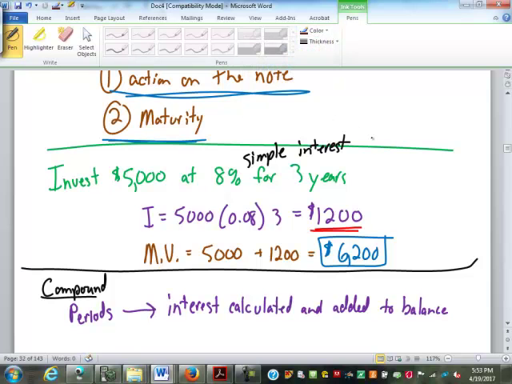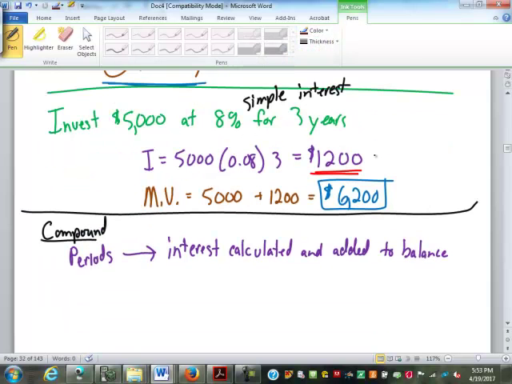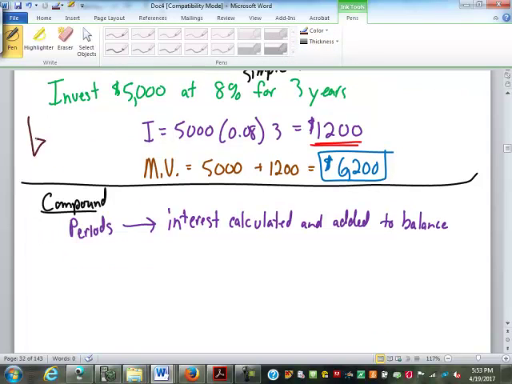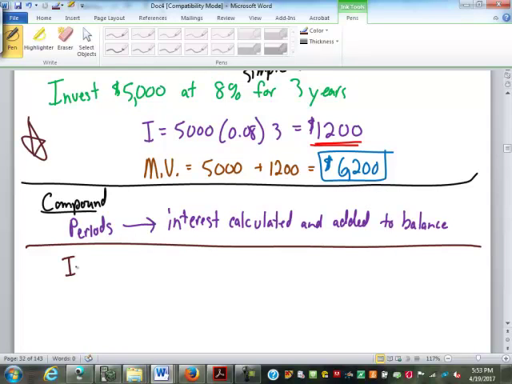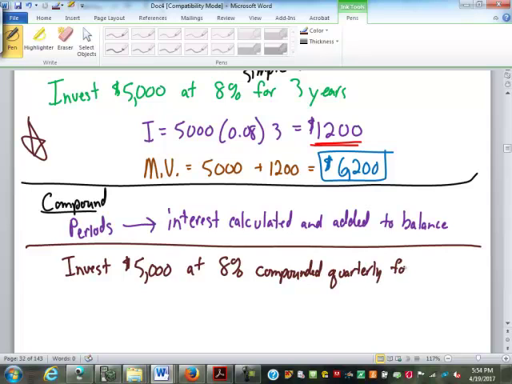So let's take a look at this same example that we just did up here, but I'm going to word it a little bit differently now. You're going to invest $5,000 at 8%, compounded quarterly, for 3 years.